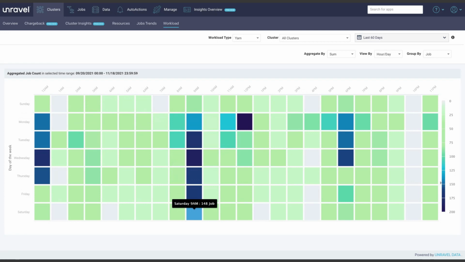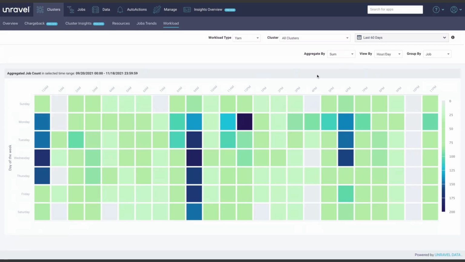This may make sense from the perspective of people coming in at 9 o'clock and starting to kick off jobs, but what's going on here at midnight Monday through Thursday? This is a great way to understand. Maybe I don't know what's going on at that time, and it helps understand what jobs are being run. Are these jobs that can be spread out over different parts of the week to lower the overall resource consumption?